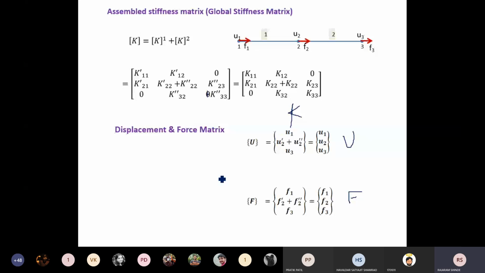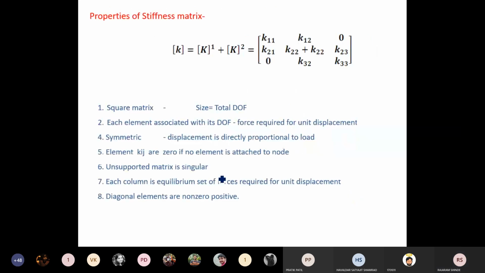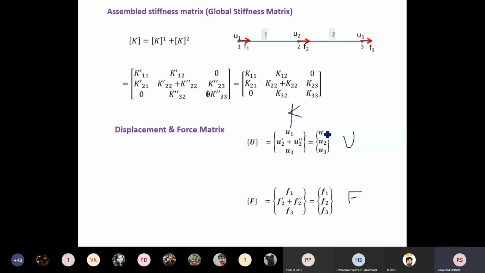Now, after that, you write the finite element equation and solve for displacements, after application of the boundary conditions.